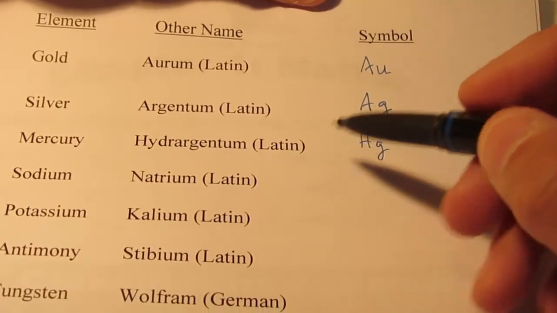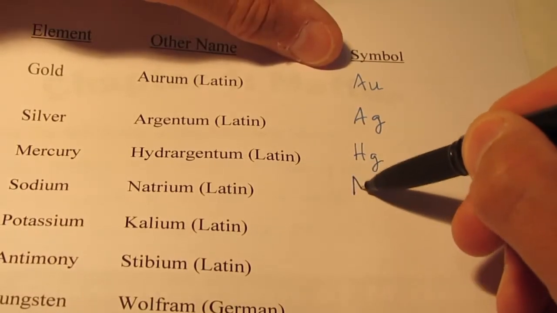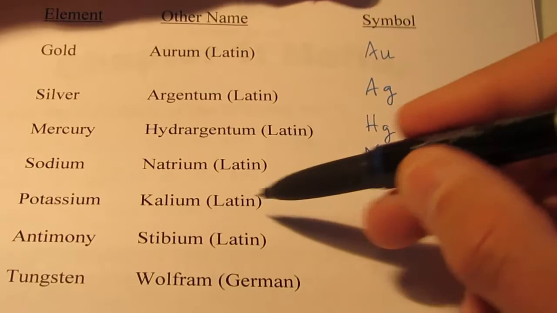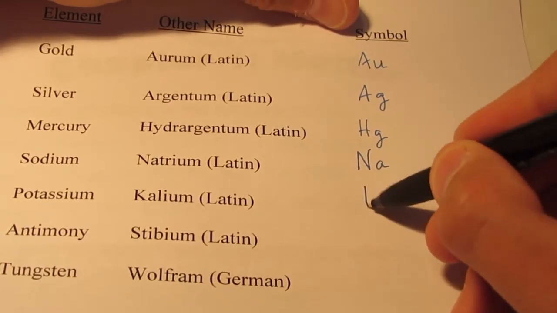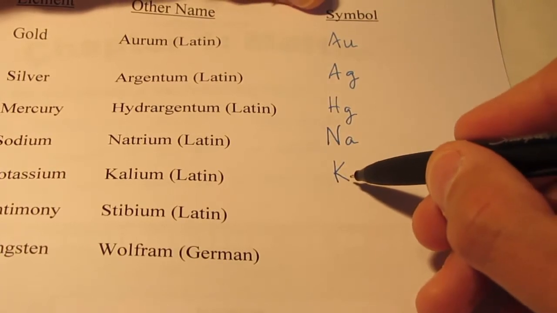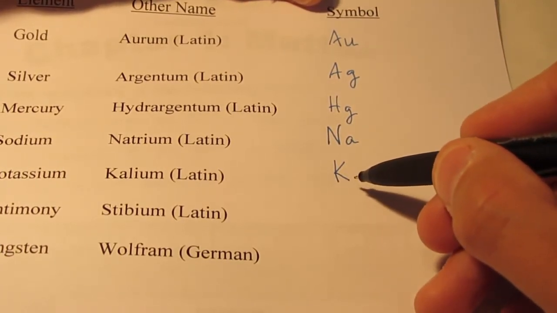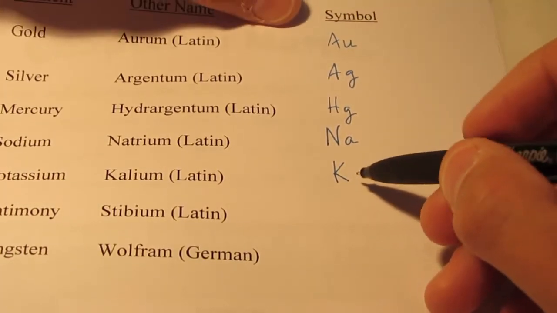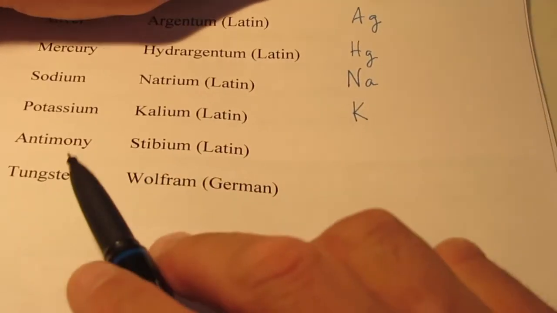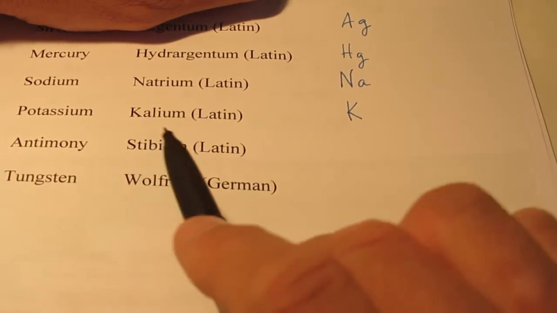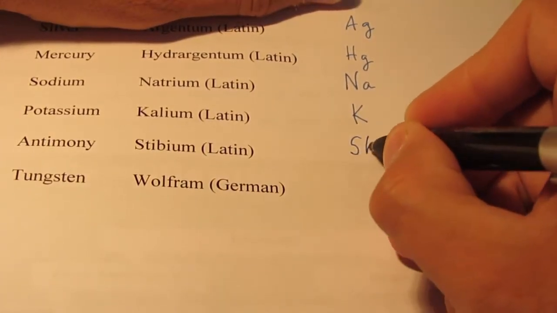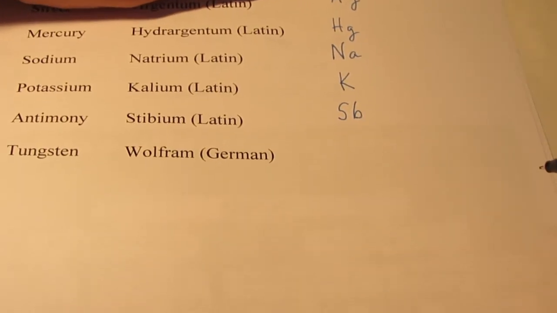Sodium comes from the Latin name natrium. It is Na. Potassium, the Latin name is kalium. It is a K. So if there's only one letter in the symbol, it's always the uppercase version of that letter. Antimony, another one that's often missed, comes from the Latin term stibium. The symbol for antimony is Sb.